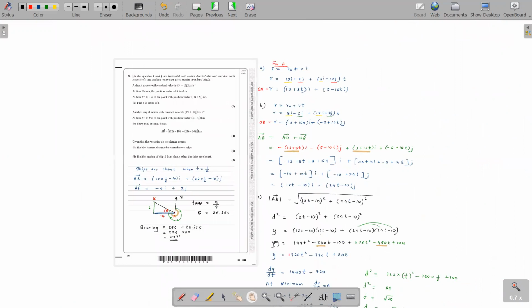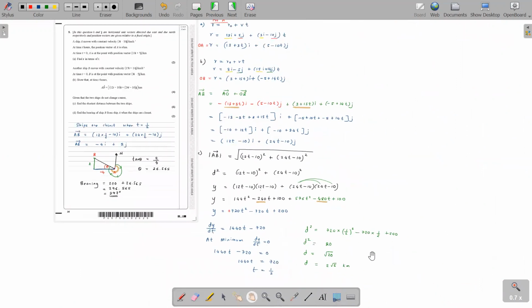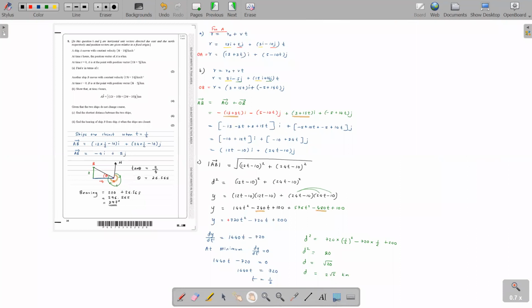Okay, so I hope all of you understood how I found the bearing and how I did this question. So this is the end of the January 2022 M1 paper.